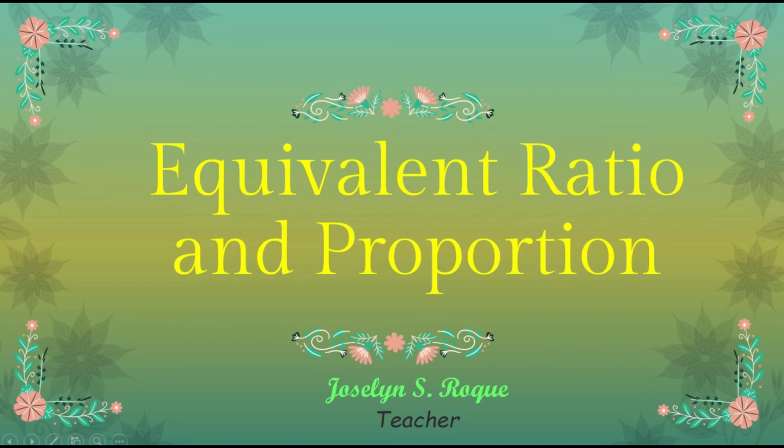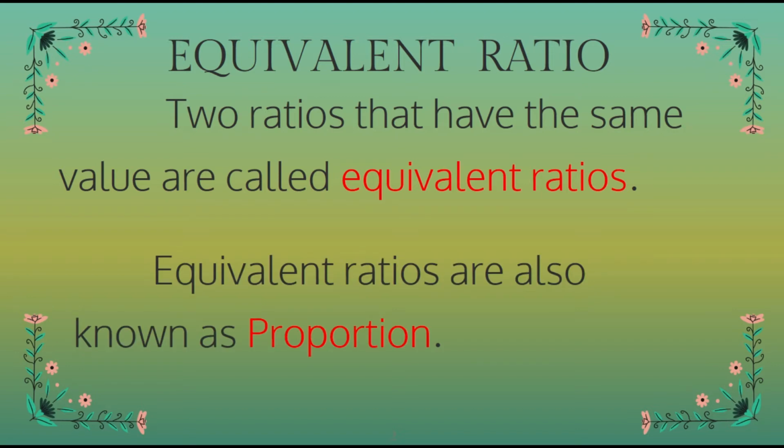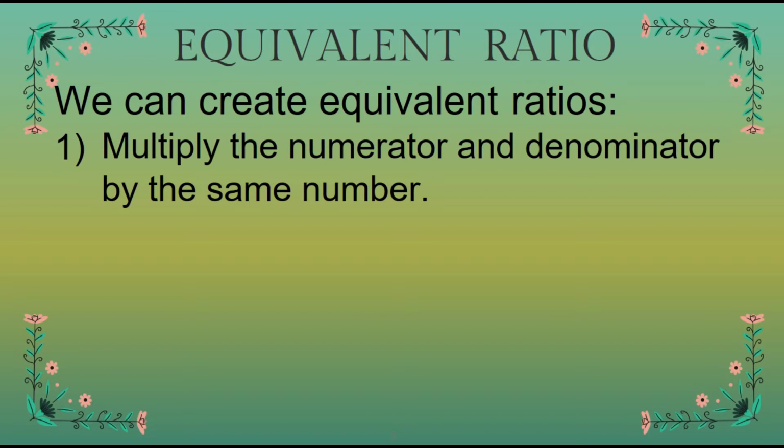Today we're going to discuss equivalent ratio and proportion. Two ratios that have the same values are called equivalent ratios. Equivalent ratios are also known as proportion. Equivalent ratios can be created by multiplying the numerator and denominator by the same number.